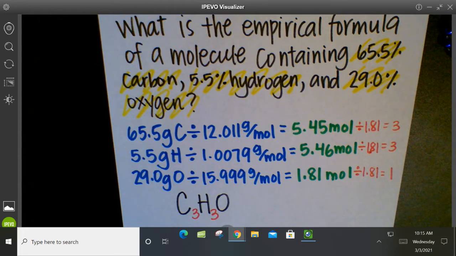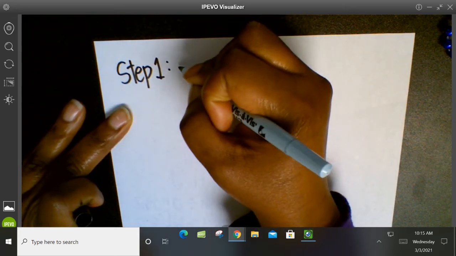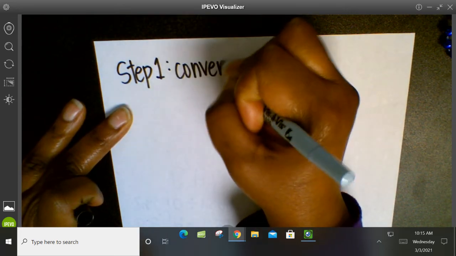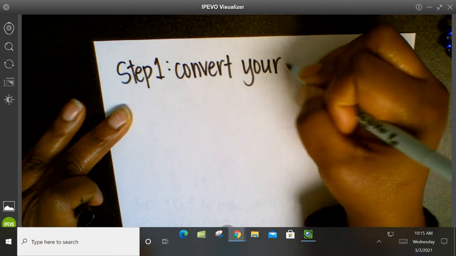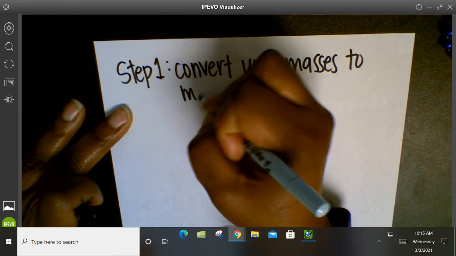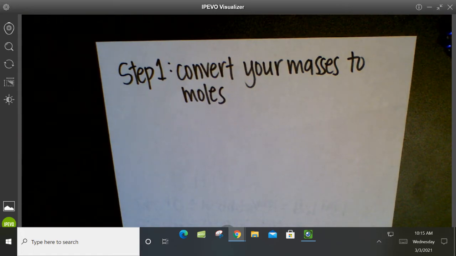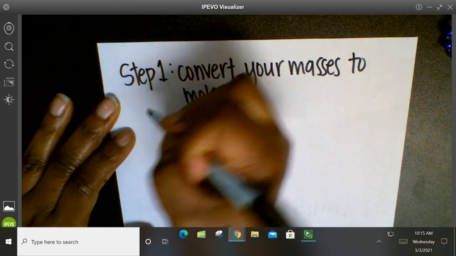And if I would give you a set of steps, a set of directions that you would basically do whenever you're finding empirical formulas, this would be it. Step 1, you are going to convert all the masses of your elements to moles. Okay, and so like I said, we should all know how to do that. We go from mass to moles by dividing by the molar mass on the periodic table.